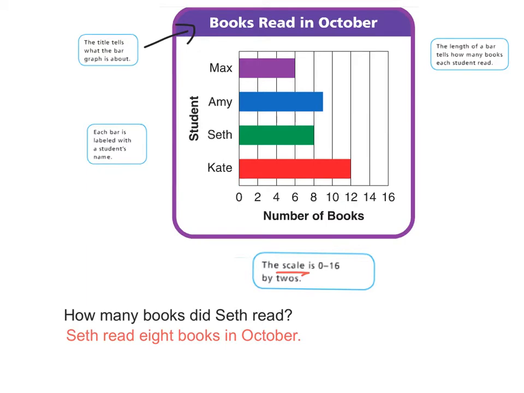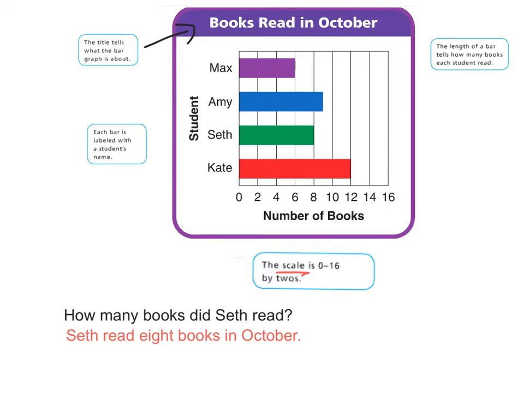So if we're looking at Max, how many books did Max read? Well, here's Max. Here's his bar. It ends on this line, and if we follow it down below, it is the number 6. So, Max read 6 books. How can we find how many books Kate read? Same thing. Look at the bar for Kate. It ends at 12, so Kate read 12 books.